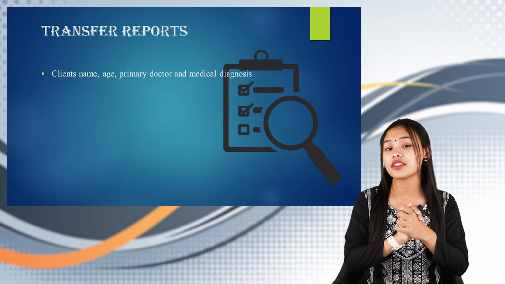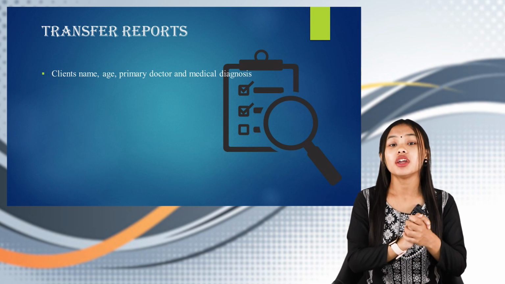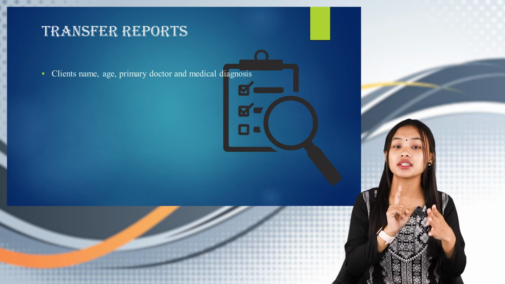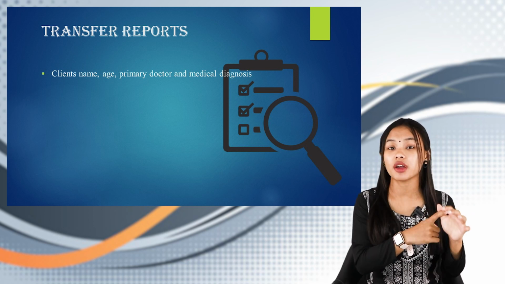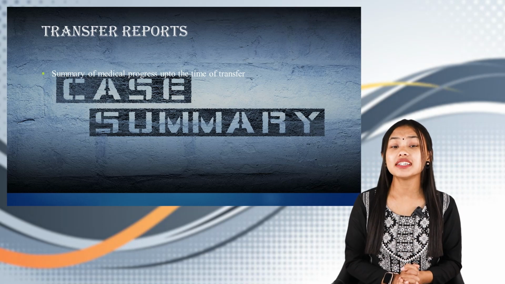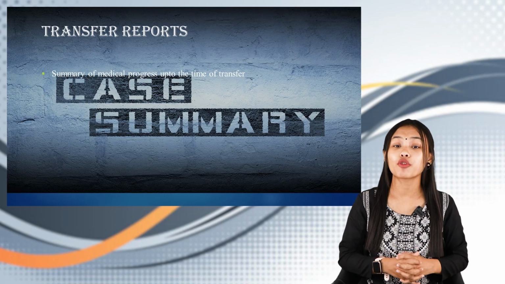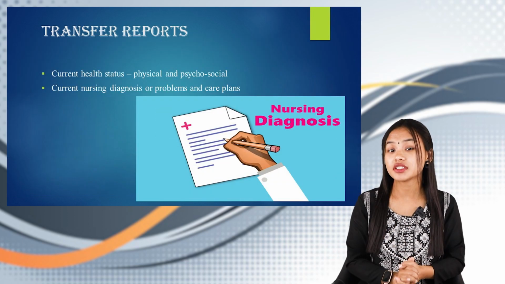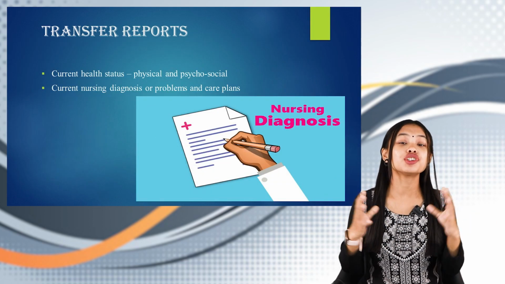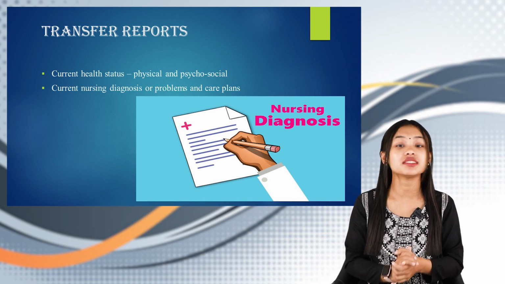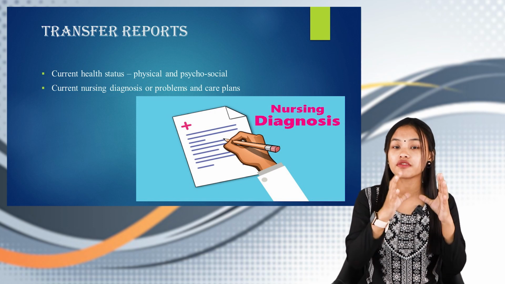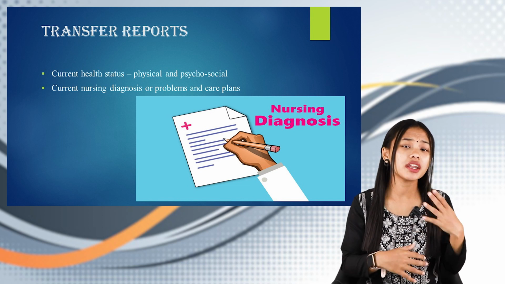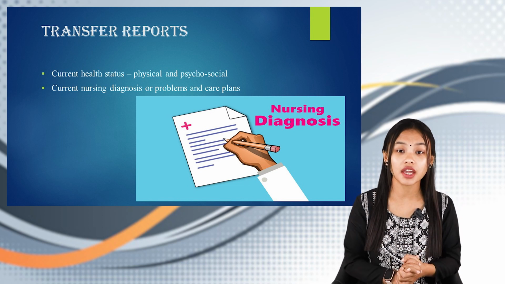The first and the most important thing is that it must include the client name, the age, the sex, the medical diagnosis, as well as their primary doctor. The second is the summary of the medical progress up to the time of the transfer. The third is the current health status, that should include both the physical as well as the psychosocial health status of that particular client. Then the current nursing diagnosis or any health problems and even the care plan.